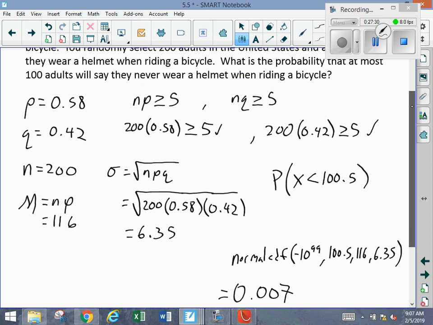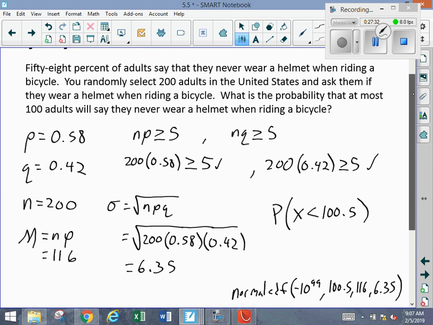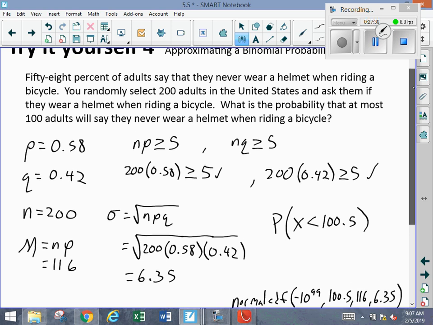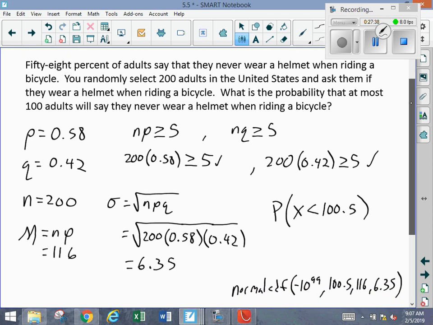you would find that less than 100 are wearing a helmet.